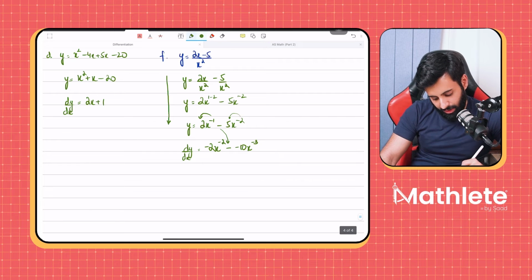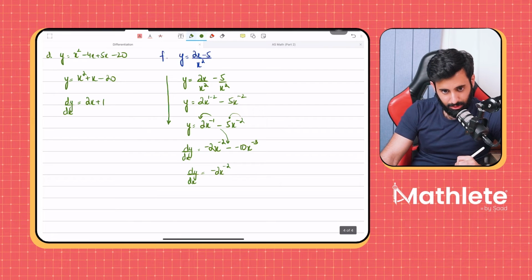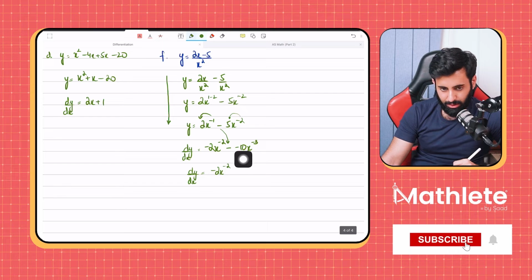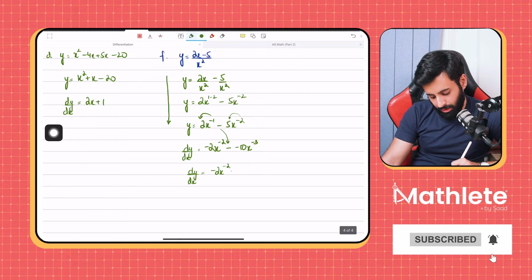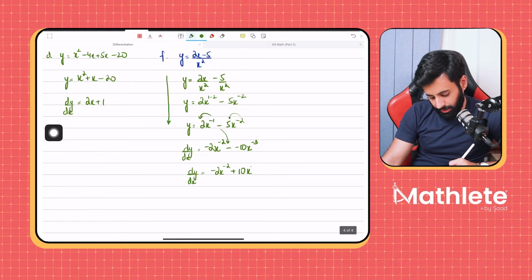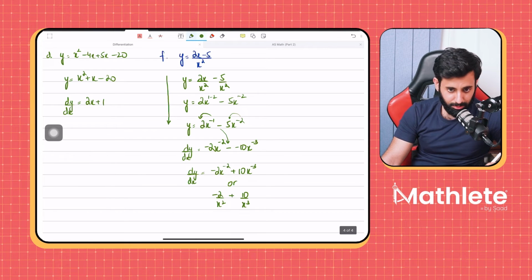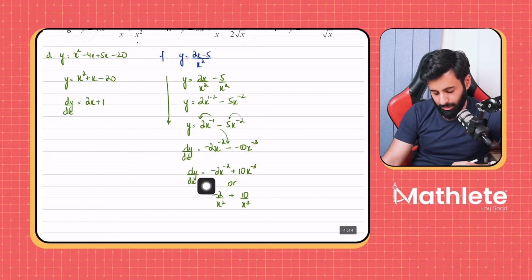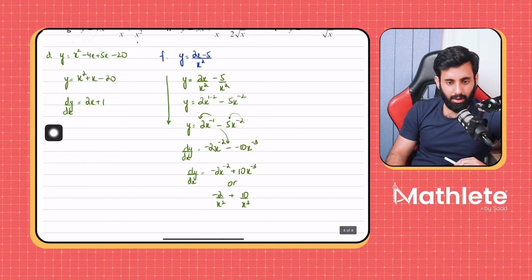And then what will be the final answer? This is what the final answer is going to be. Pay close attention. It's going to be minus 2x to the power minus 2. And because of this minus from before and the minus with negative 10, this will become plus 10x to the power minus 3, which obviously you can always write as minus 2 upon x square plus 10 upon x cube. And this is your final answer. Both these are acceptable as final answers, but this is how you do a question like this.